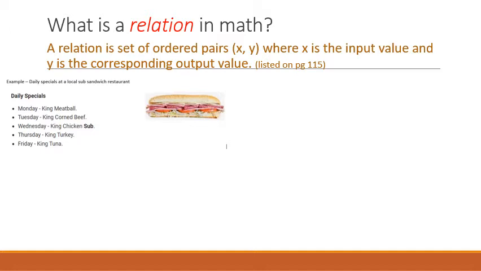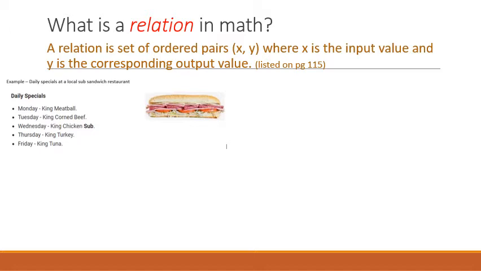I have the daily specials from a local submarine sandwich restaurant. On Monday, their special is the king meatball. Tuesday, the king corned beef. Wednesday, king chicken sub. Thursday, the king turkey. And Friday, the king tuna. If you're hungry, I apologize for using this. But we want to write this relation. We could show this relation as an ordered pair.